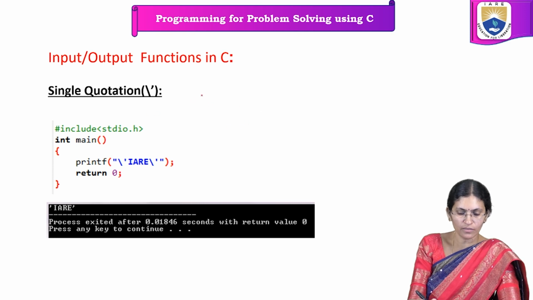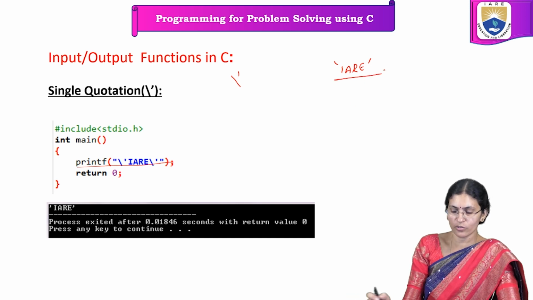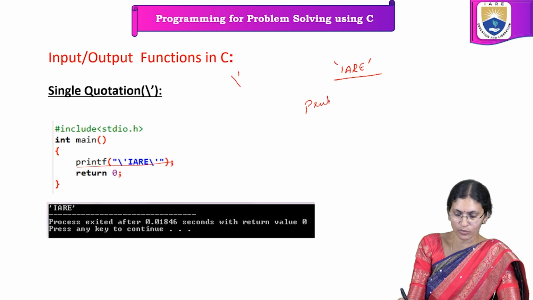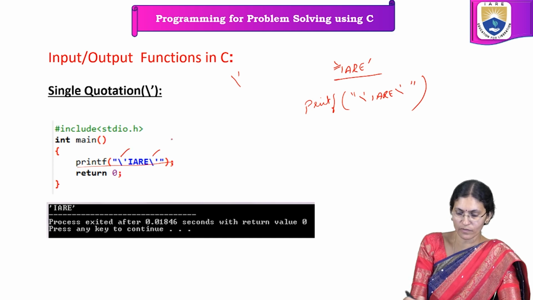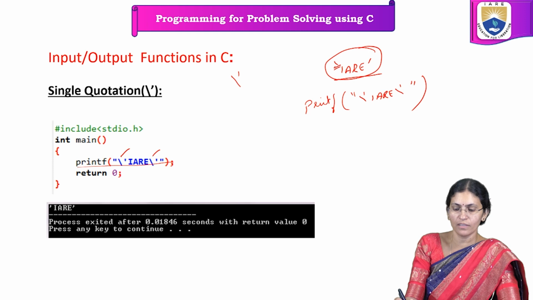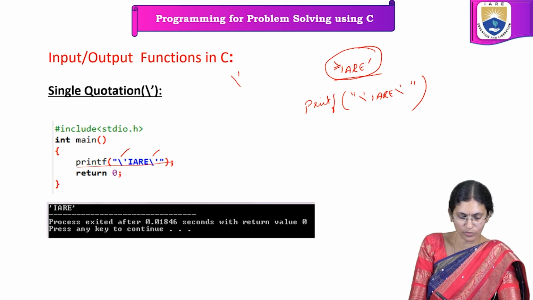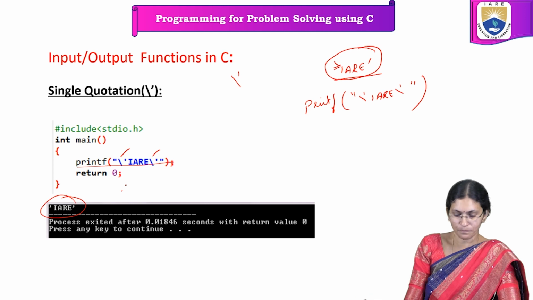Next is single quotation. Single quotation is denoted by \ and then single quote. So this is a program. Suppose we want this to be displayed on the screen. So for that we use the printf statement, and whatever string we need to print should be in double quotes, and then IARE should be there. So in order to display the single quotes, we need to use \ single quote. Similarly here also \ single quote. Therefore, the output of this statement will be IARE printed in single quotes. So this is the output of this program.